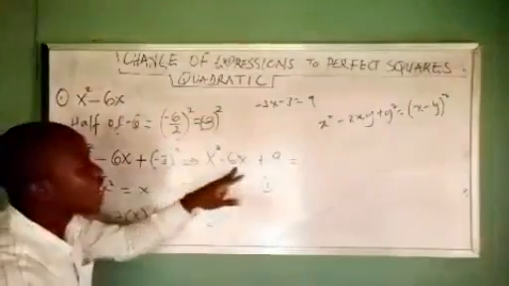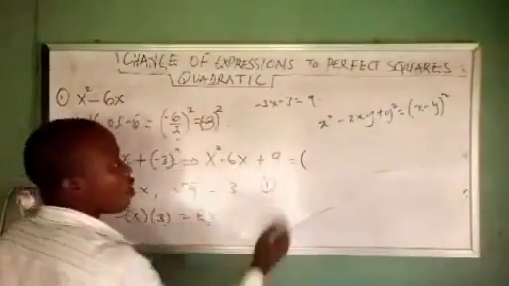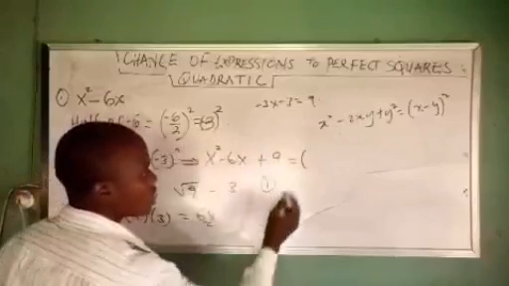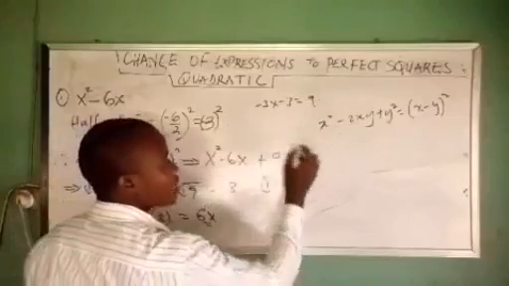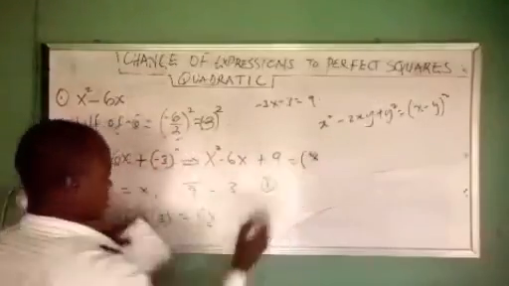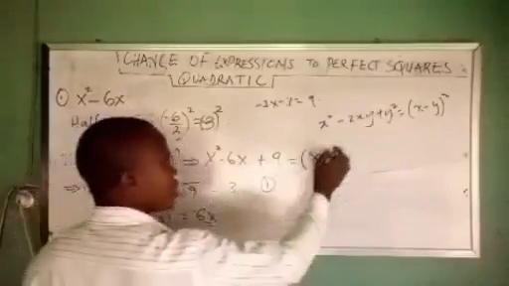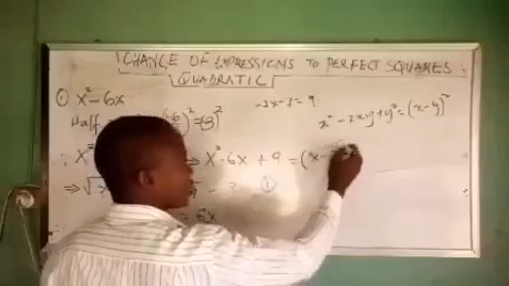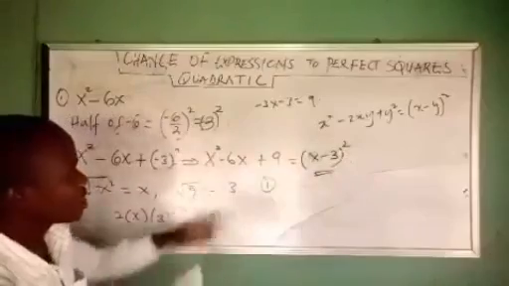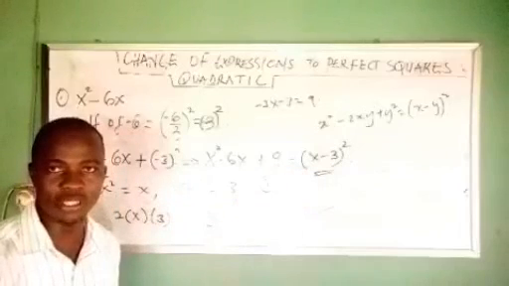So if you now want to factorize this, definitely it will take the form of (x minus 3) raised to power 2, because of this minus here, don't forget. You can see we are given this and we factorized it.